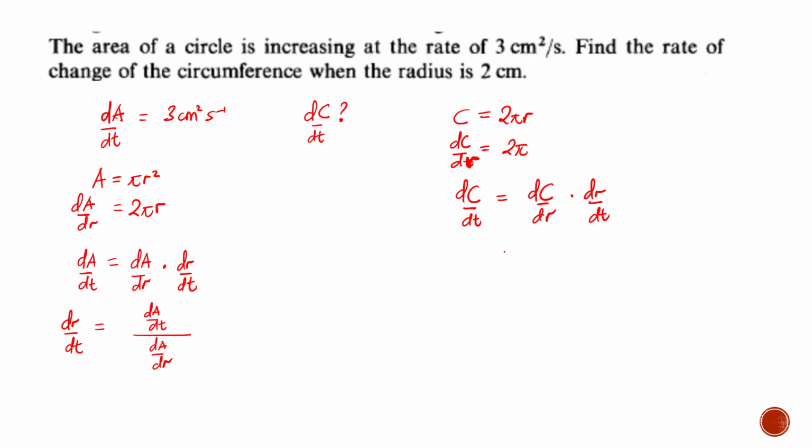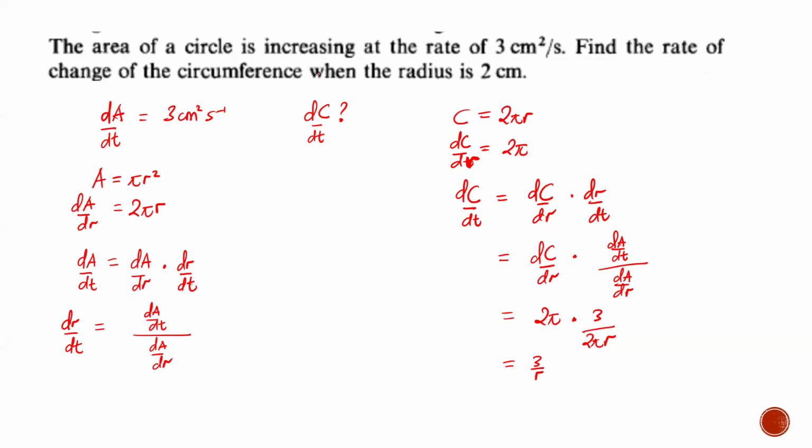And so that means that dC/dt is going to be dC/dr times dA/dt divided by dA/dr. Now dC/dr is 2 pi, dA/dt has been given as 3, and dA/dr is 2 pi r. And so that means dC/dt is going to be 3 over r. Of course, this is going to be in centimeters per second. Let me not put that in; we'll include that at the end.